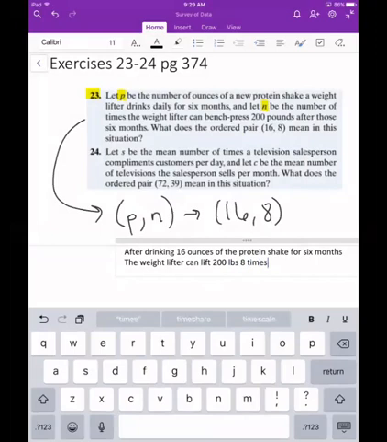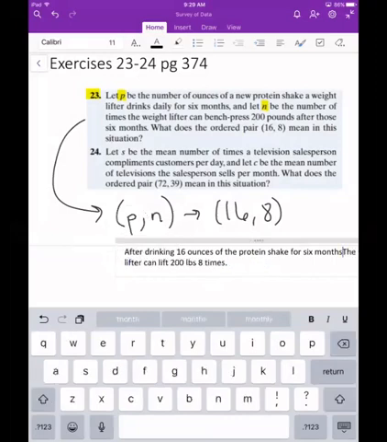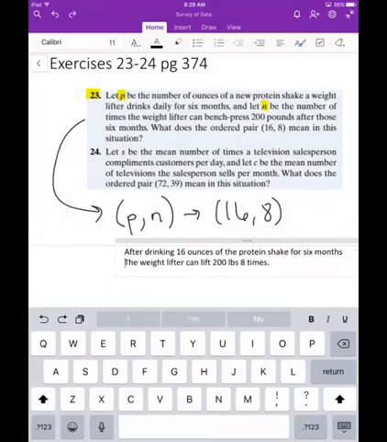It's not that they're lifting 8 pounds, right? Always go back to the information to figure out what's going on there. Okay, so after drinking 16 ounces of the protein shake for 6 months, that's all summarized in just the P variable. The 8 then means that we can lift 200 pounds 8 times, okay?